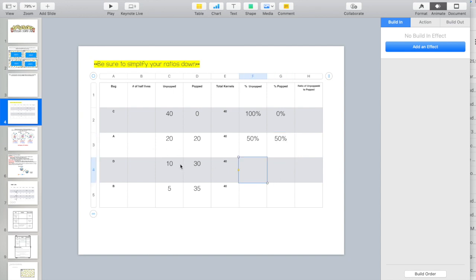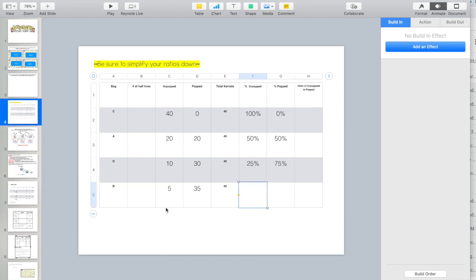Then take a look at bag D. You have 10 unpopped. So 10 out of 40 are unpopped. Okay? That is 25%. Because they have to equal 100, you know this one has to be 75%.